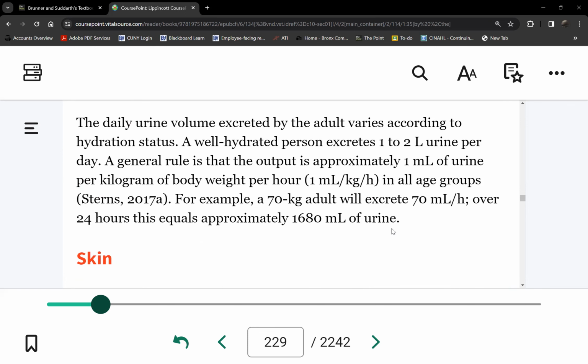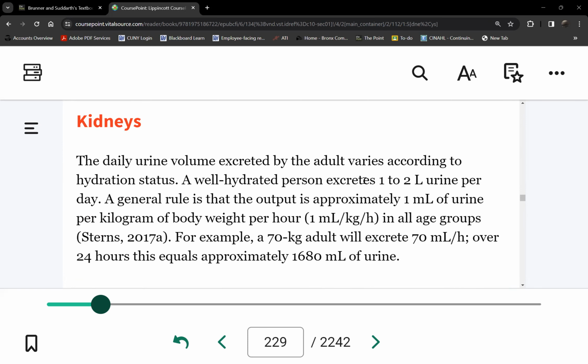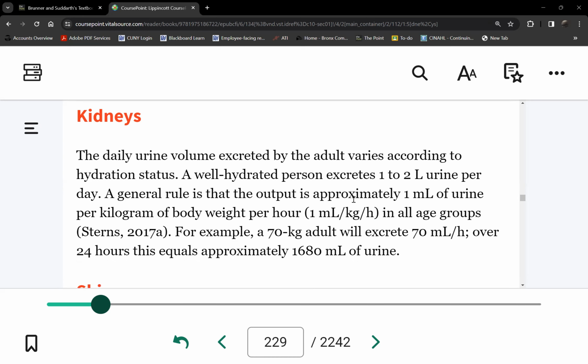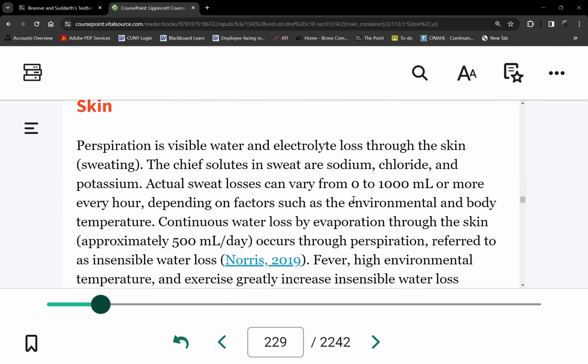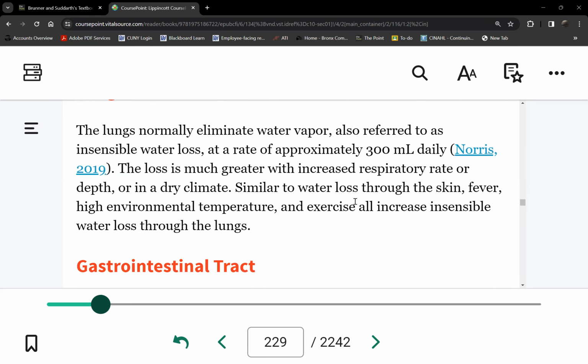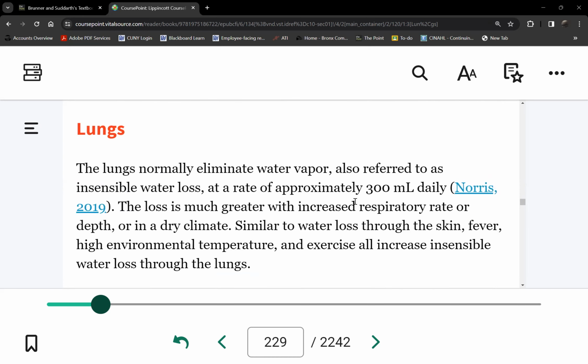Now the kidneys. We have two. This is the majority of how we get rid of water. So its major function is to balance fluid volume. These two kidneys decide how much water to retain and how much to get rid of. Skin, of course, we lose water there too. Lungs, as we already described.